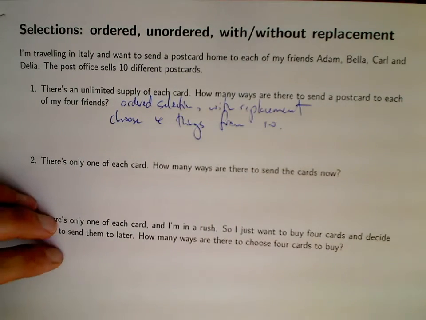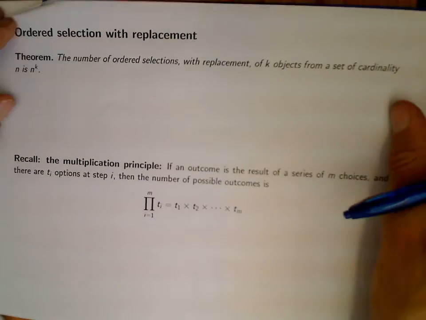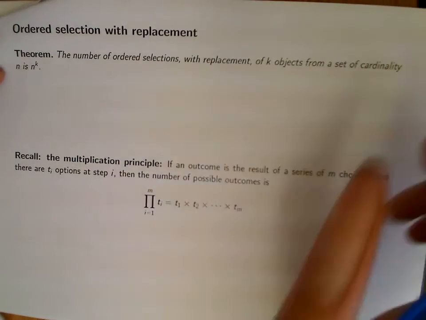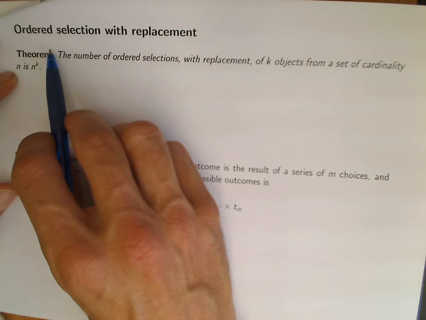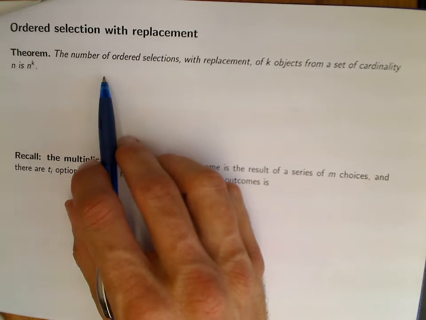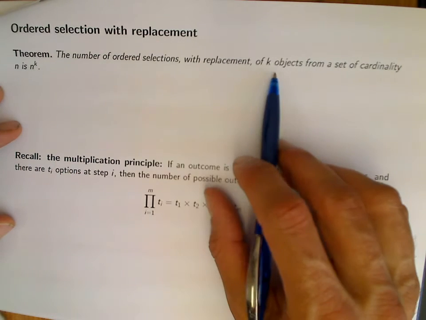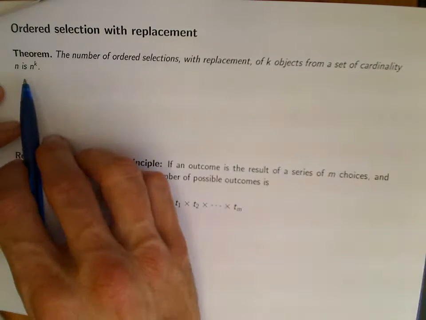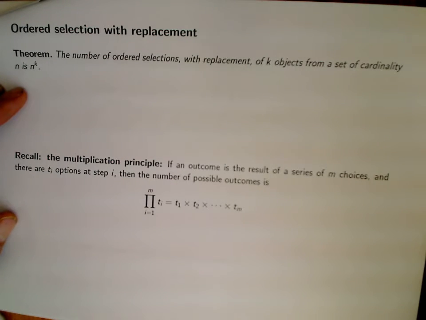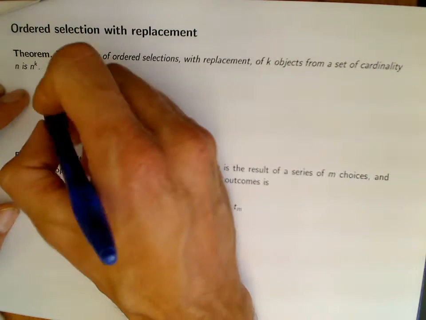So there's a theorem that tells us the number of ways to do that, and that's this one here. The ordered selection with replacement: the number of ordered selections with replacement of k objects from a set of cardinality n is n to the k. So what we want to do is prove this theorem.